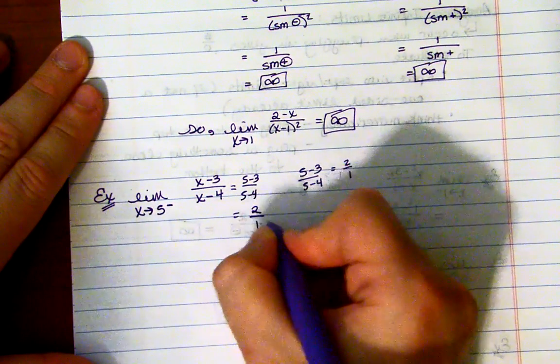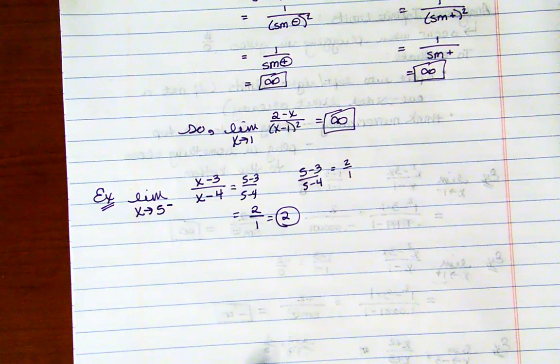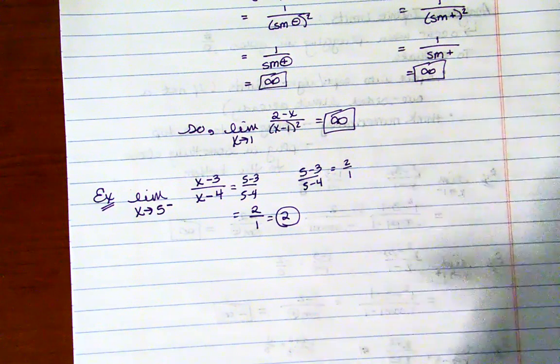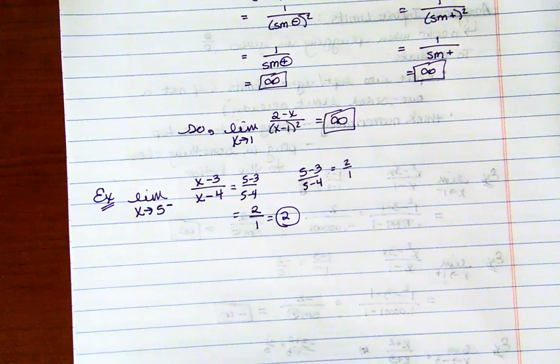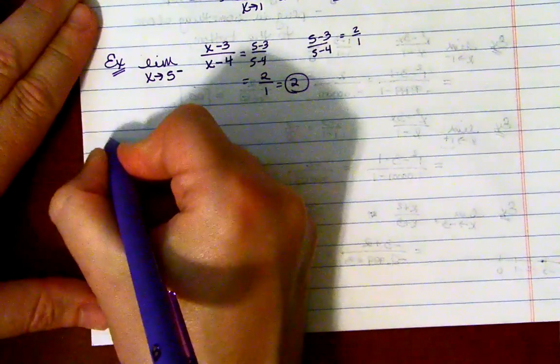You should not be plugging in 5 to the top and 4.9999999 to the bottom. That's not going to help you. Here we just plugged in, we got 2, we've got our answer. We're only going to be plugging in something close when we get a number over 0. In any other case, we use our other methods that we've already talked about. Let's see what we can do in this one.